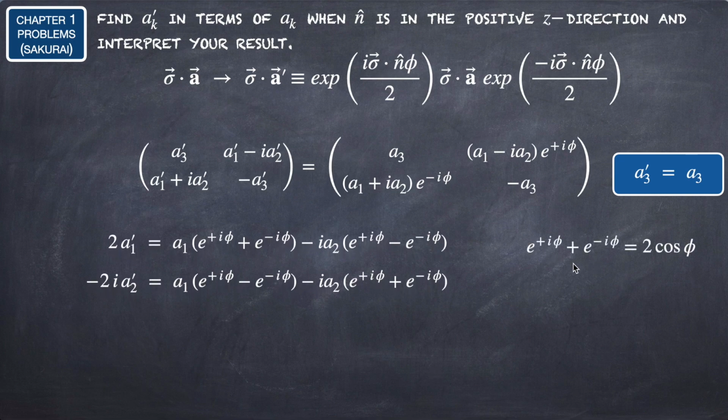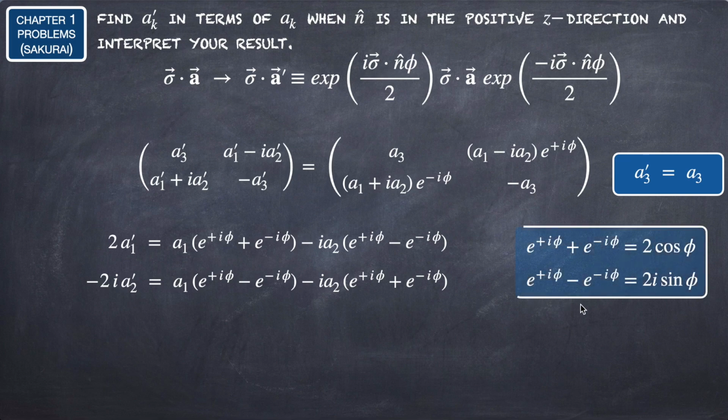So now, what is the sum of these two exponentials? The sum of them will eliminate the imaginary term containing the sine of phi, and we will get 2 times the cosine of phi. And when we subtract them, we will eliminate the real part of these exponentials containing the cosine of phi, and we will get only the imaginary part. So it will be 2 times i sine of phi. We will use these two results in these equations.